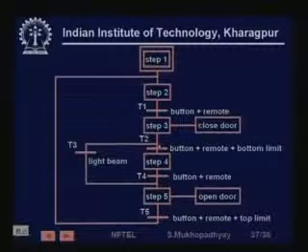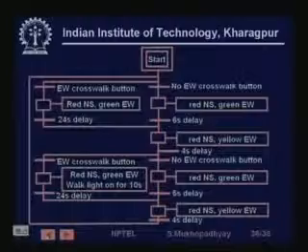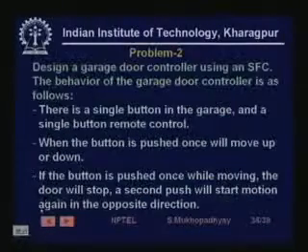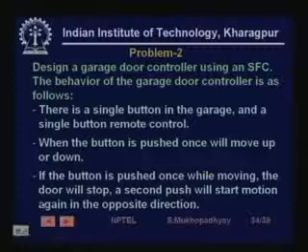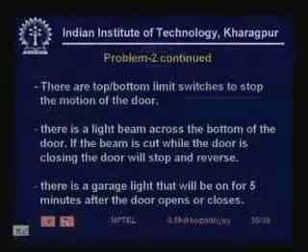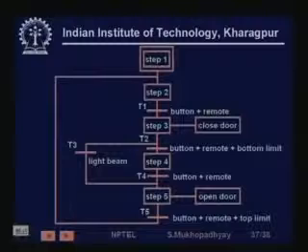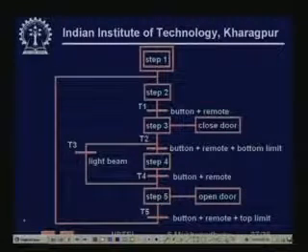So, let's go back. There is a single button in the garage and a single button remote control. So, you can have either a button pressed in the garage, or you can have a button pressed from the remote, right. So, there are two kinds of buttons. So, you have either a button pressed from the garage or from the remote, then we will go to step 3 and it will start closing the door. This is the output.